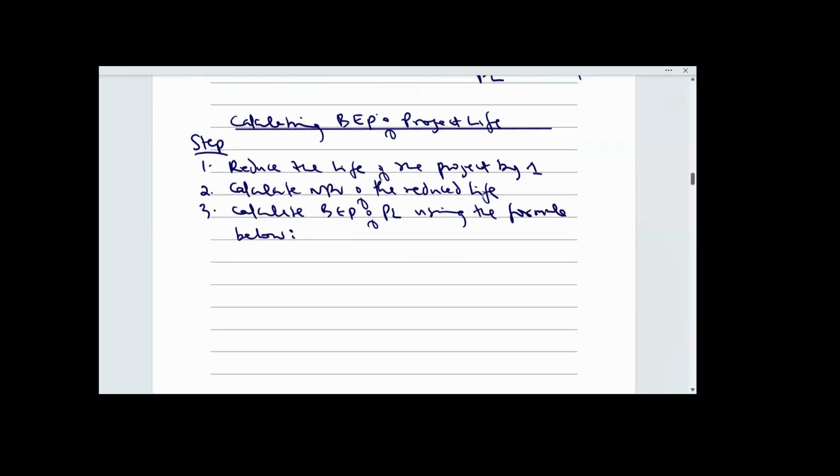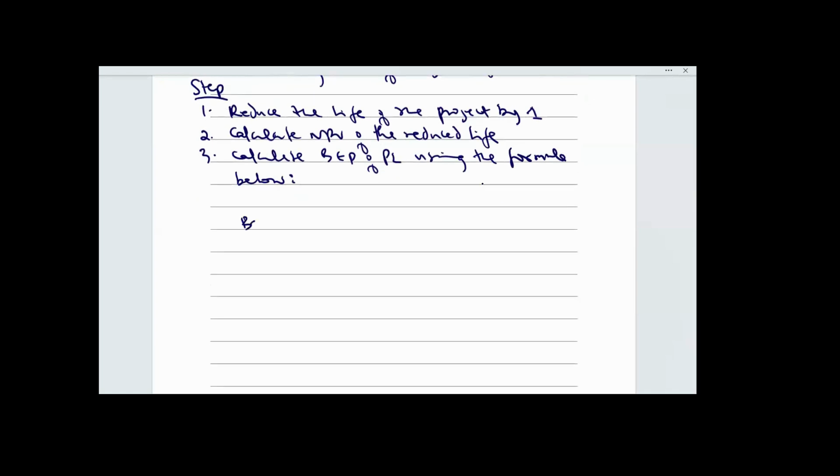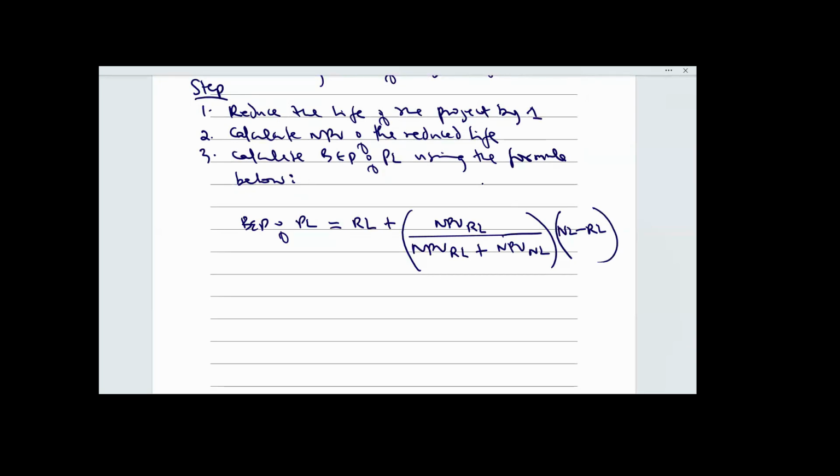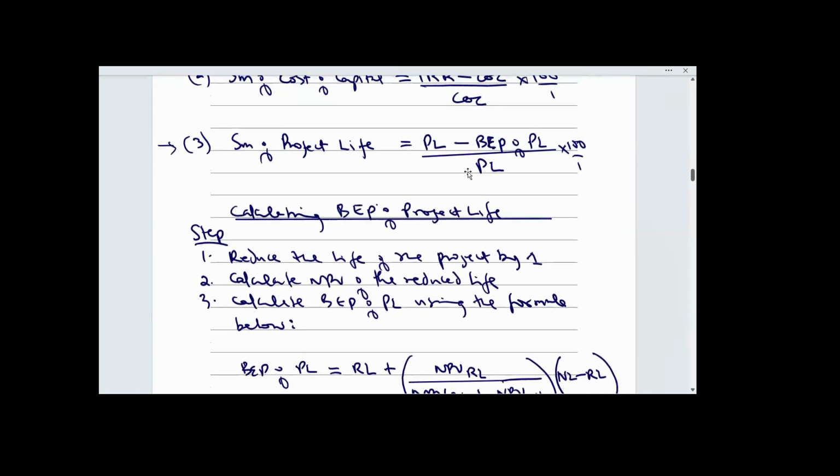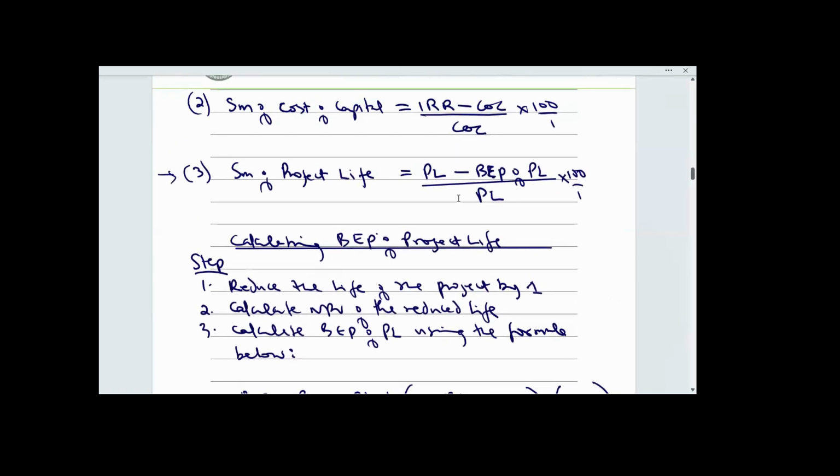So when you want to calculate break-even point of project life, you say break-even point of project life equals the reduced life plus the net present value of the reduced life divided by net present value of reduced life plus net present value of the normal life, all of this multiplied by normal life minus reduced life. So that will give you the break-even point of project life. Once you have this computed, you can then proceed to calculate the sensitivity margin of project life.